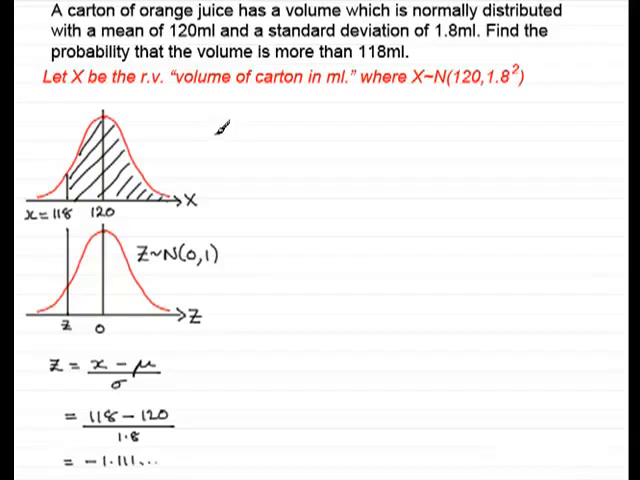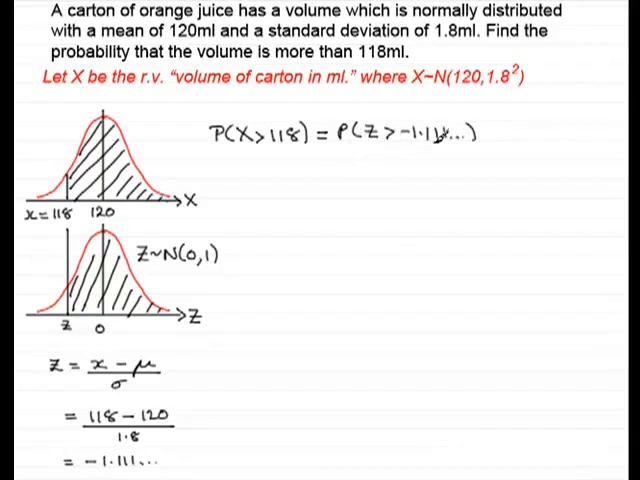Okay, so we now need to work out that probability. We want the probability that x, the volume of the carton in milliliters, is more than 118. That's going to be exactly the same as working out this area here, which is the probability of z being more than minus 1.111 and so on.